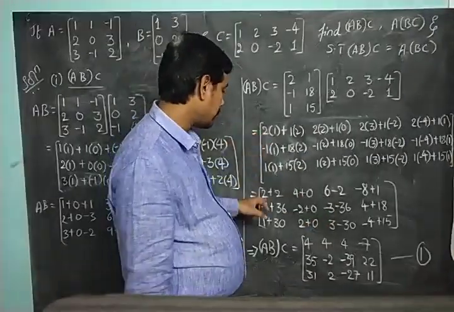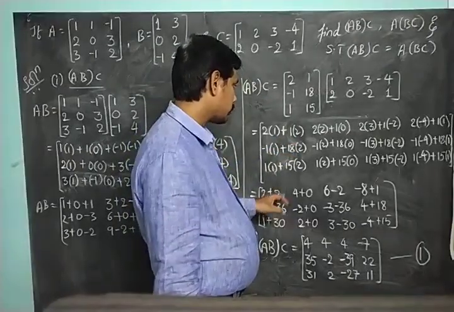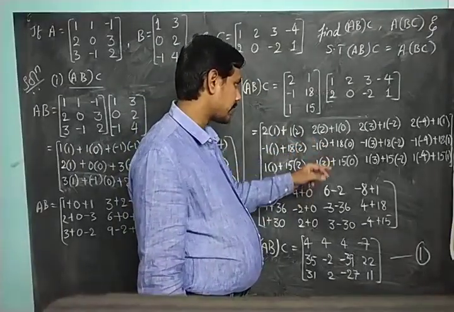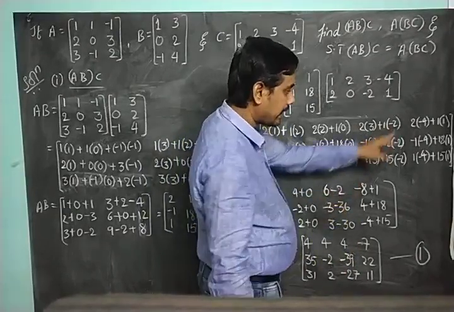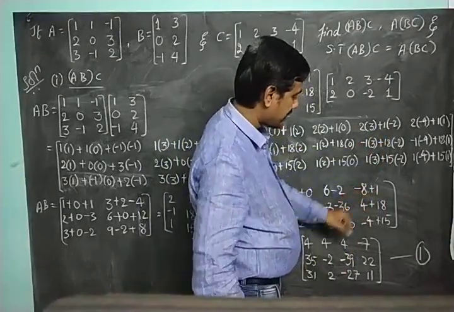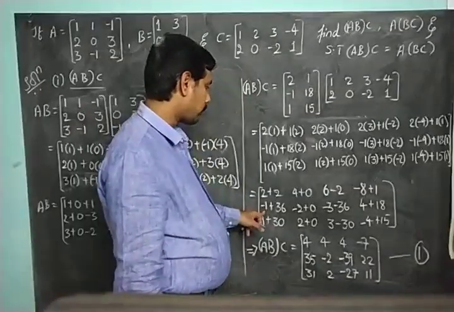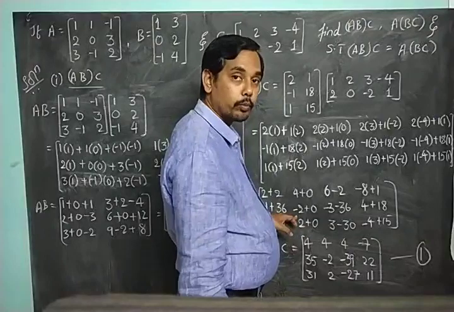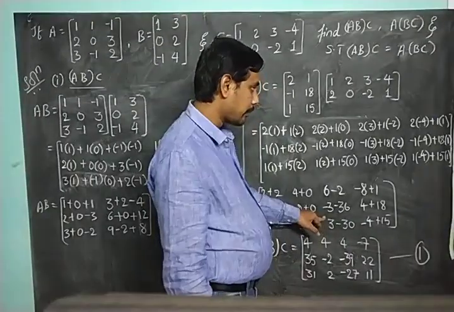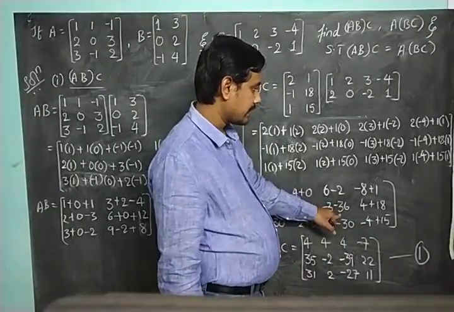What is 2 into 1? That is 2. 1 into 2 is 2. So if I simplify this, I will get 4 plus 0, and here 6 minus 2, and at last we will get minus 8 plus 1. In second row, first element will be minus 1 plus 36, and here minus 2 plus 0, and here it will be minus 3 minus 36.